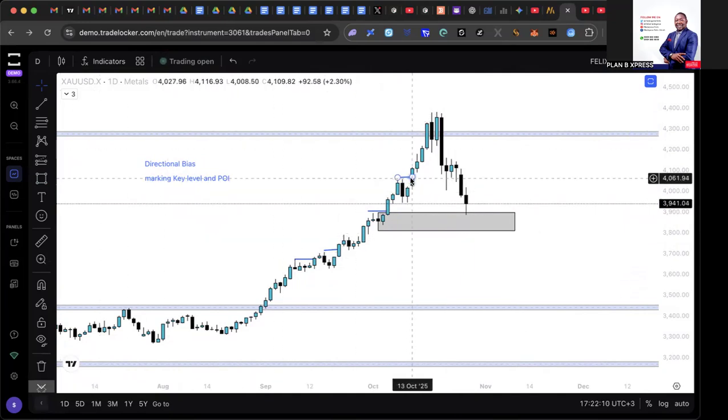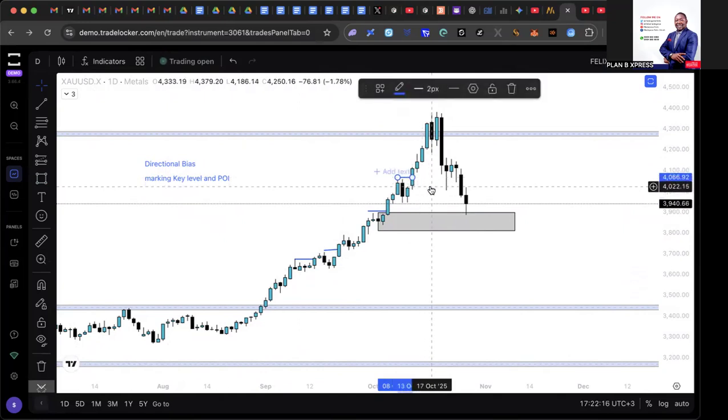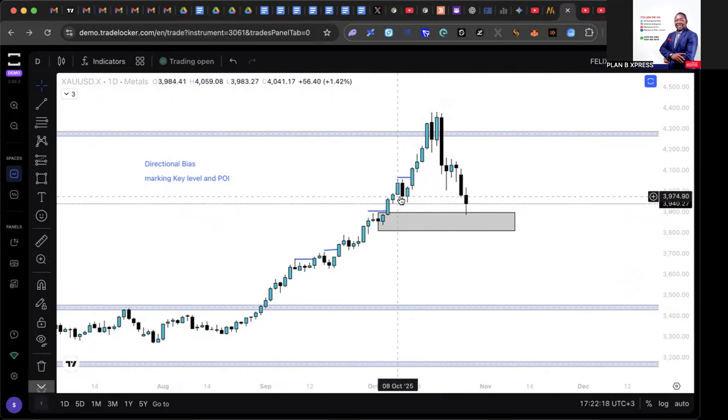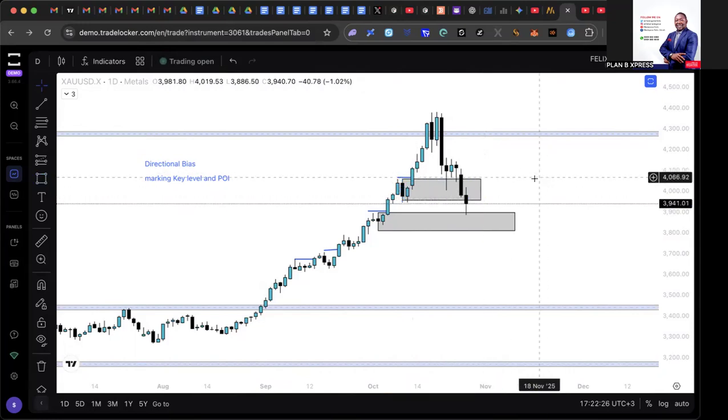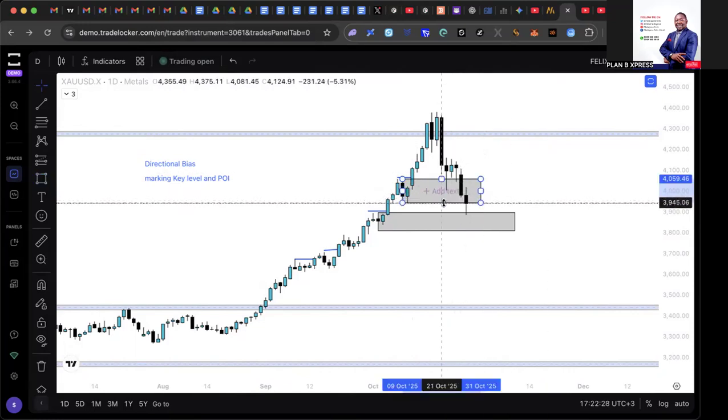Now, look at this break of structure. The origin that metamorphosed the movement is this here. Look at it. Just spot the opposing candle, which we call the order block. We can call it anything, or you call it stumbling block. Okay, so look at it.